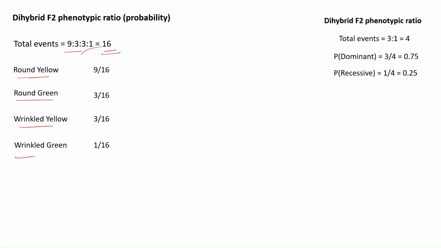Also, if we want to calculate it from the monohybrid ratio, we can calculate it like we did for the genotypic ratio. For round and yellow, round is the dominant one. So here the probability for the dominant one in case of phenotype is 3 by 4. Yellow is again the dominant one, so again the probability will be 3 by 4. So here it is 9 by 16.